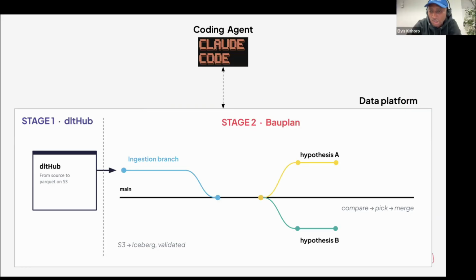We're going to be using Claude Code, and we're going to go from some source data into Parquet files in S3. Once they're in S3, we're going to do a safe ingestion of that data into the data lake. Then we'll ask the agent to do a number of analyses and come up with several hypotheses to answer a certain question. Then it suggests which is better, and whatever wins, we can merge, and we have something in production. That's the end-to-end workflow.